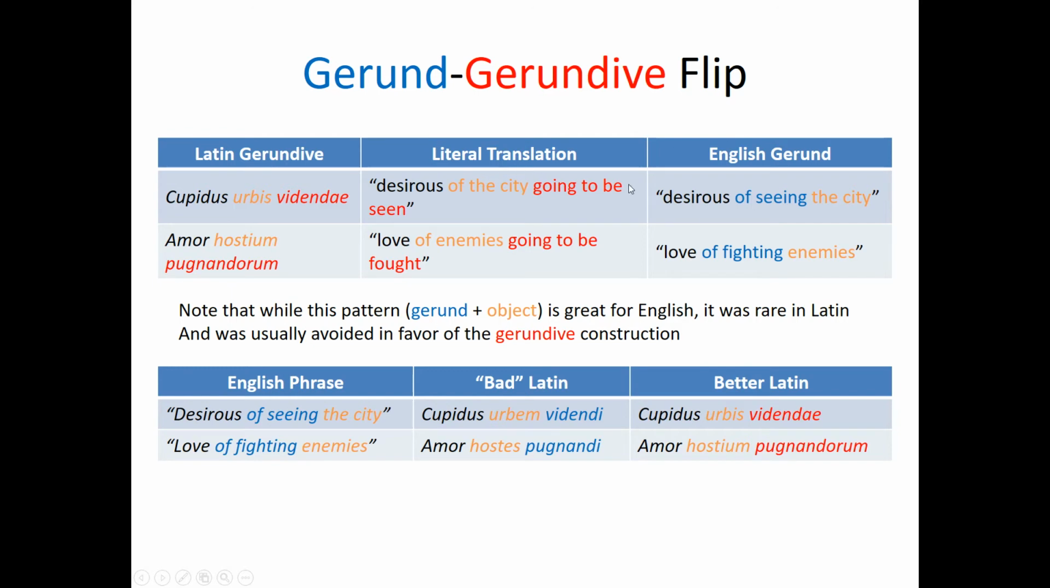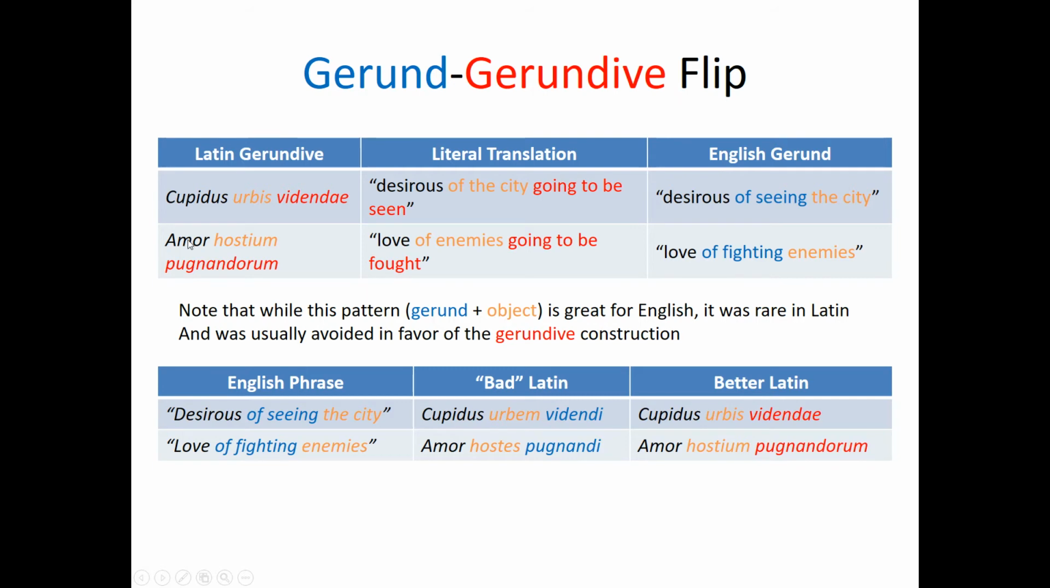So instead, we take what was a gerundive in Latin, videndi, going to be seen, make it into a gerund of seeing, okay, and then make this word that was originally being modified by the gerundive into the object of that gerund. So desirous of the city going to be seen becomes desirous of seeing the city. That's the more effective way to translate it.